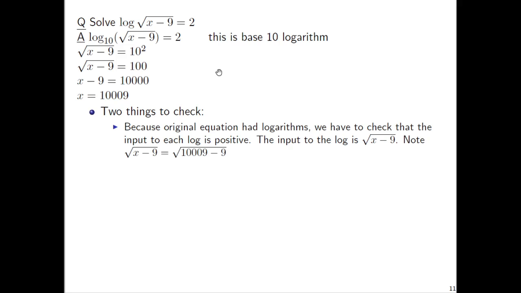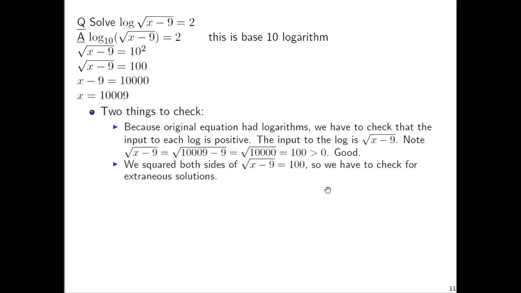So root x minus 9, plugging in x is 10,009, root 10,009 minus 9. Don't distribute the radical. That would be an error. Radicals don't distribute like this. Okay, root a minus b is not root a minus root b. That's making up things. Simplify inside the radical, and you have root 10,000, which simplifies to 100. And the number 100 is positive, which is good. The input to the logarithm was a positive number. In fact, it was the number 100.